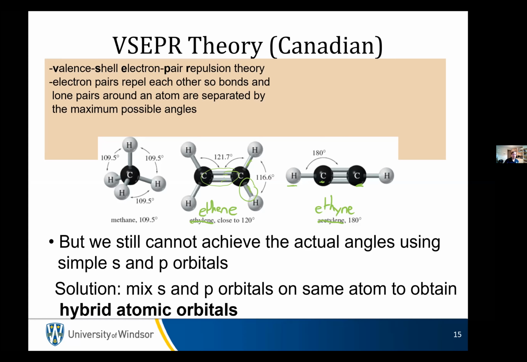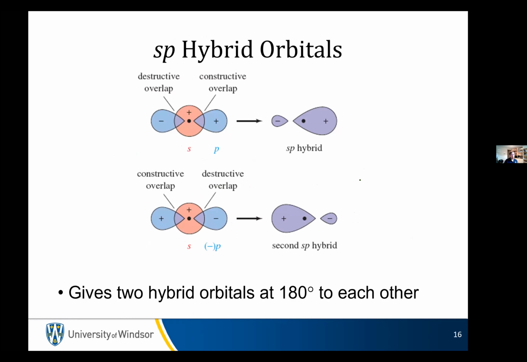We're still messed up on trying to figure out the angles. And this is where we come into this idea of hybridization. So I'm going to go through this, and then we're going to discuss in a bit more detail. For some of you, you will have seen this. Some of you, I think, will never have seen this before. So what we're going to do is we're going to take your orbitals and we're going to throw them into a blender.